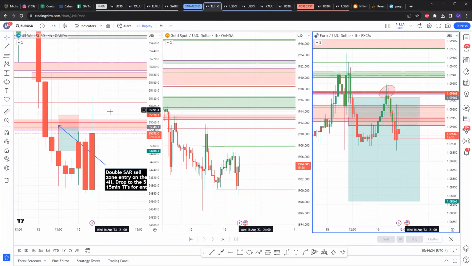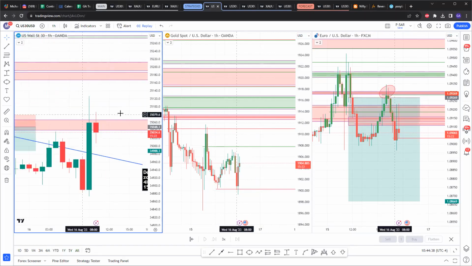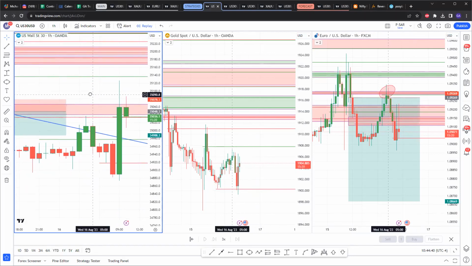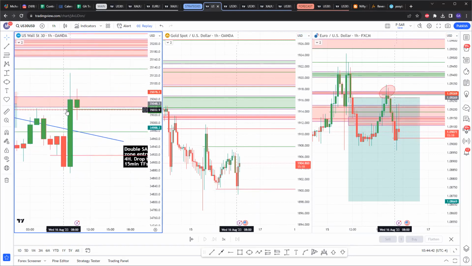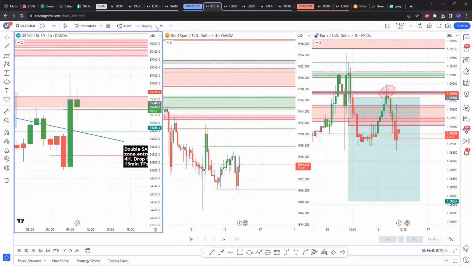So right here, if you see the 4-hour, I don't counter trend. I don't really like counter trending nowadays, but if I were to counter trend, I would need to see double SARs on the 4-hour, like double buy SARs on the 4-hour or double buy SARs on the 1-hour. And right now for US30, there's only the current buy SAR here on the 1-hour, and you can see it right here. So I don't really want to trade that.